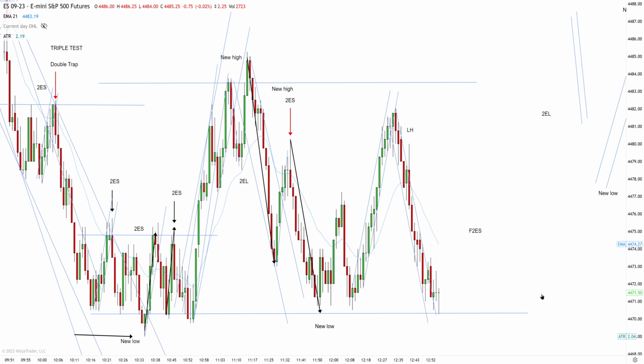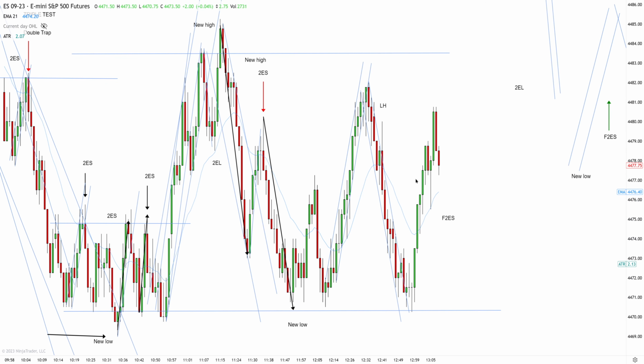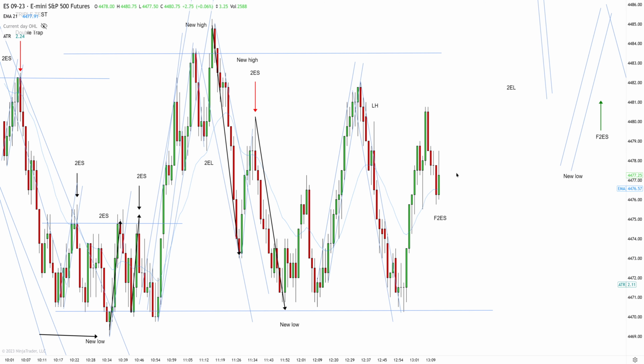This is good. Can I get a nice failed second entry short? I get high low way too far up. And I get a failed second entry short here. This is great setup context wise. This would be reversal pattern. New low, first entry short, pull back, second entry short.